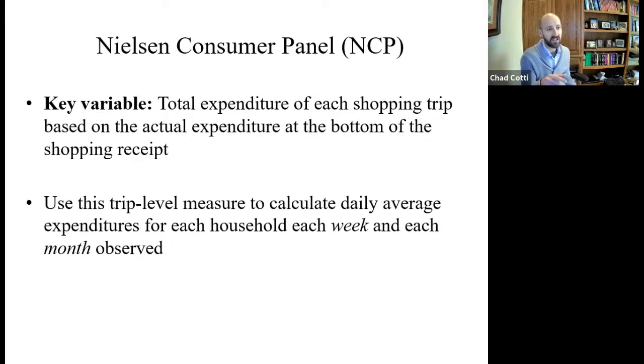And then we calculate the daily average expenditure for each household for each week we observe them, and then for each month that we observe them. So we get this kind of daily measure, and that allows us to get around the problem that the quote-unquote fourth week of the month has different numbers of days depending on what month it is and what year it is for February. So that kind of standardizes that a bit.